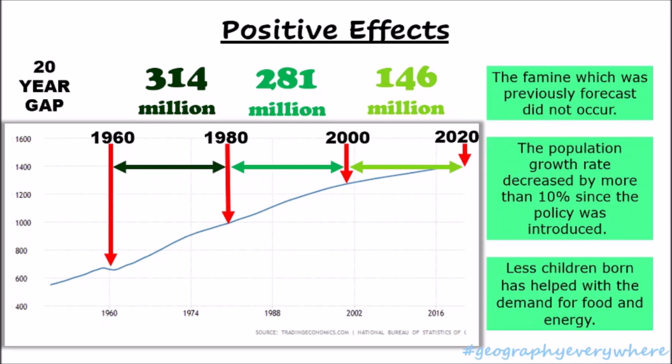Because less children were being born, this helped with the demand for food and energy. This meant that less people were hungry and people had enough resources.